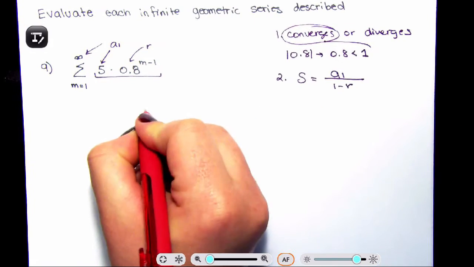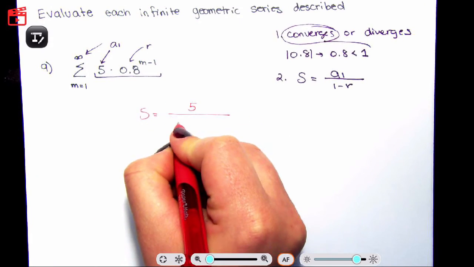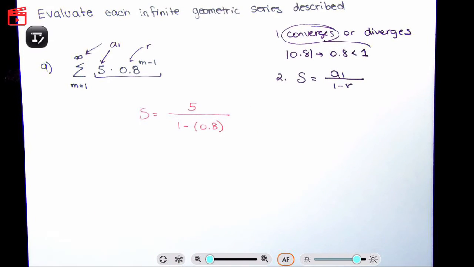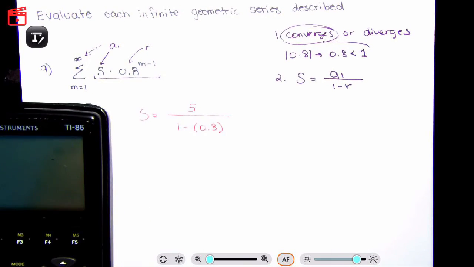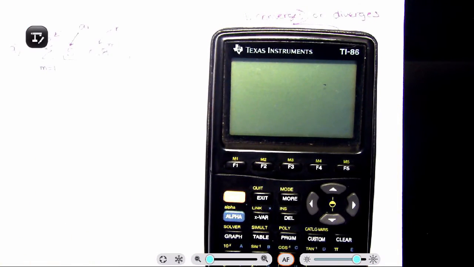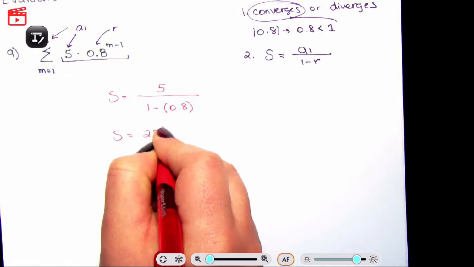Pretty simple after that. S is equal to a sub 1, in this case 5, over 1 minus our R value, which is 0.8. Typing that into the calculator, you can do this all in one step. Let's clear this out first. You can't see this, but I do have it here. I have 5 divided by everything in parentheses, 1 minus 0.8. If you wanted to put 0.8 in parentheses, like a secondary parentheses, you can. Sometimes that does help if you have a negative R value. Press enter, so it converges to 25.